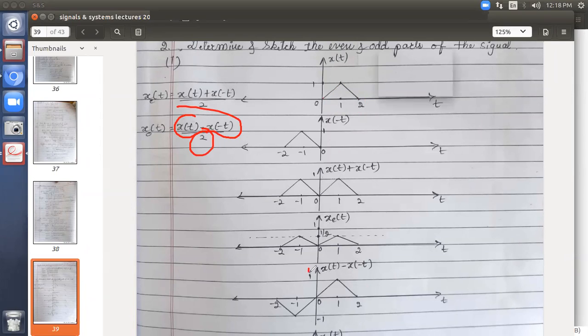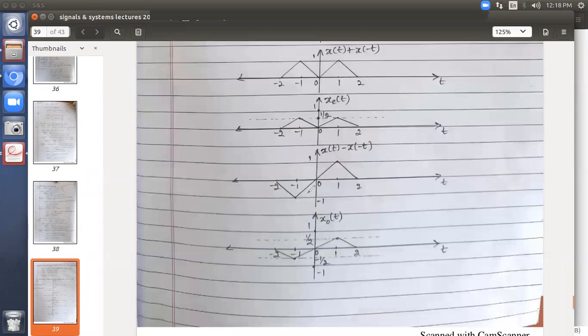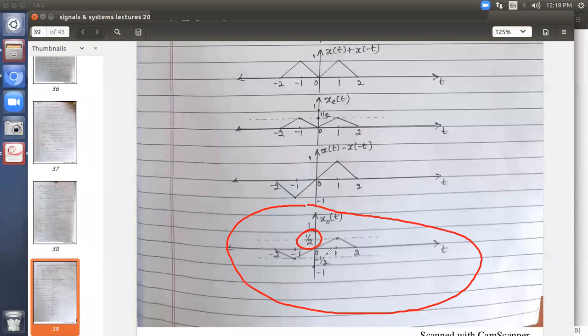So maximum amplitude is, you can observe, 1 and -1. 1 on the positive side, -1 on the negative side. If I divide the amplitude by 2, both amplitudes will become half: plus half and minus half. Observe, for the odd part, you have plus half and minus half as the amplitude. The shape of the signal remains the same.